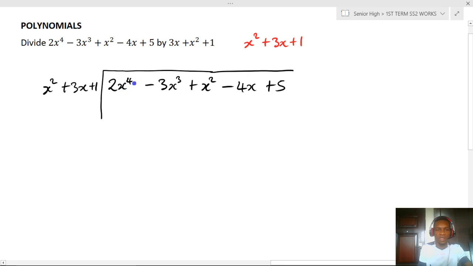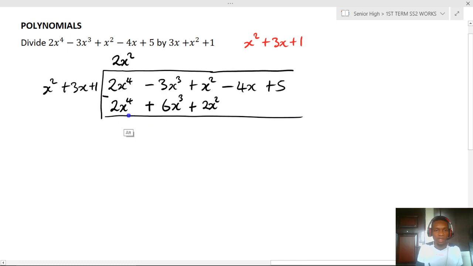Now we start dividing. 2x raised power 4 will divide x squared, and what do we have? We have 2x raised power 2, because 2 will subtract from 4, and that will just give us 2. Then we multiply everything through. 2x squared times x squared will give us 2x raised power 4. 2x squared times 3x will give us plus 6x raised power 3. 2x squared times 1 will give us plus 2x squared. And then we can subtract.